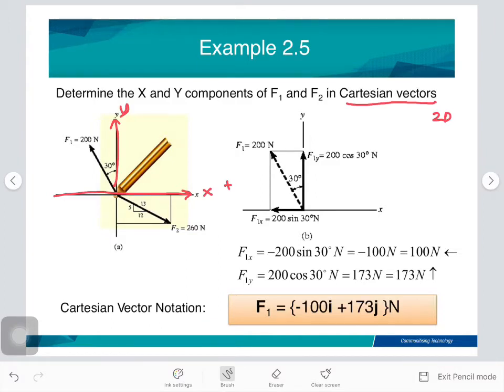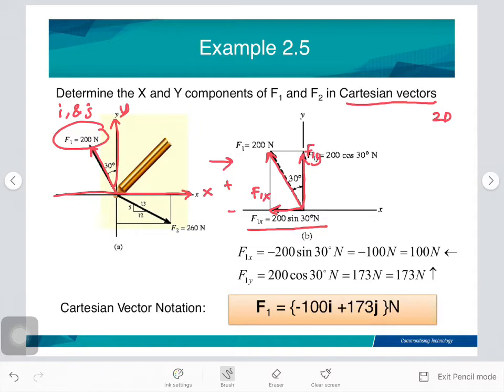So you have two forces here. For F1, we need to resolve F1 into Cartesian, which means i and j. So we need to resolve F1 into components i and j. Here F1 is resolved into F1x and F1y. After we resolve, you need to know this is negative. Must remember that. Now you can write.